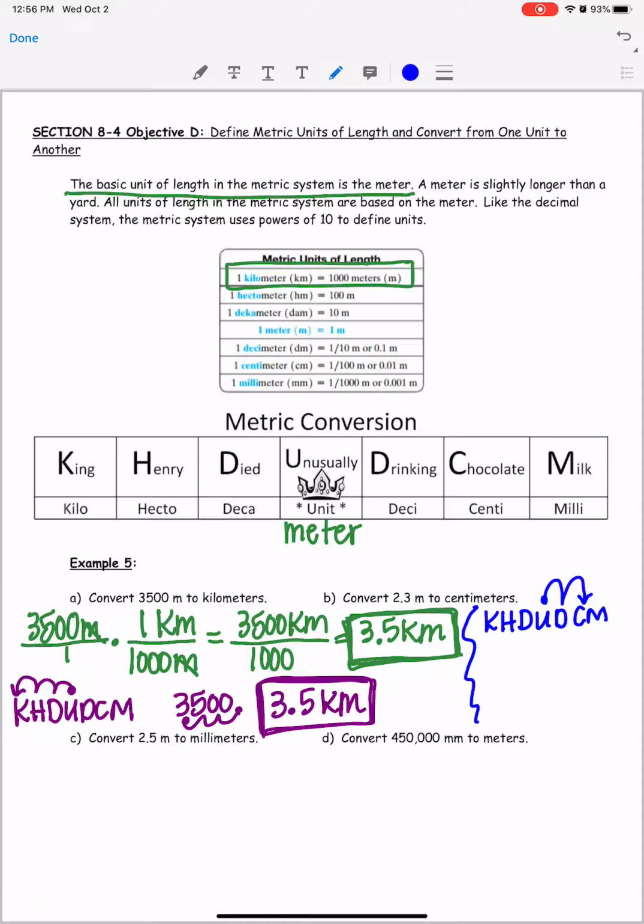So take your number, and now that it has the decimal, move it 1, 2 units over to the right. Put in a 0 right here. So the answer here is 230 centimeters.